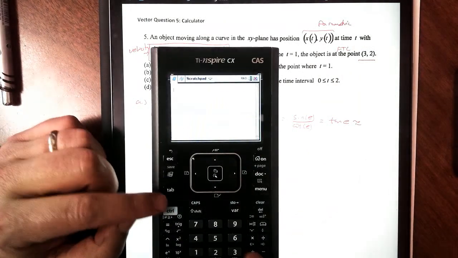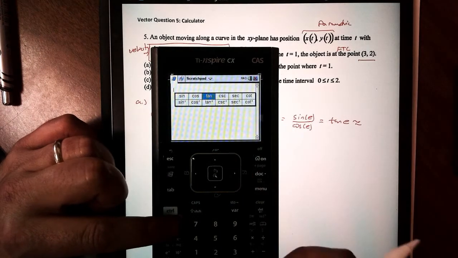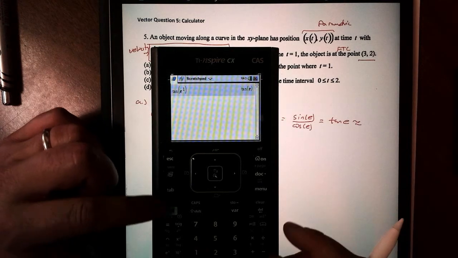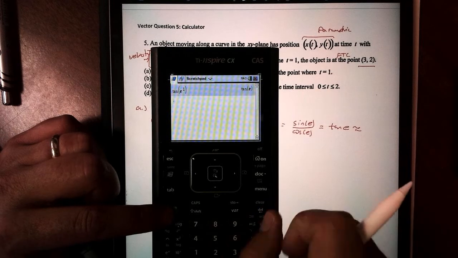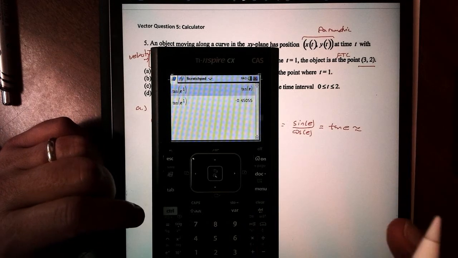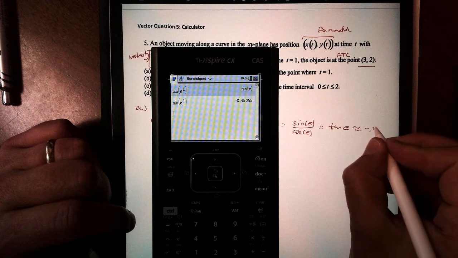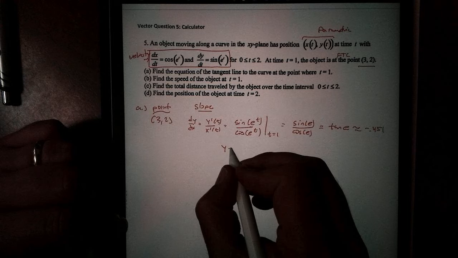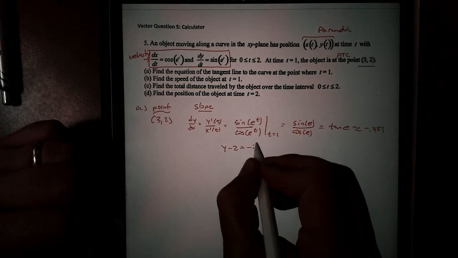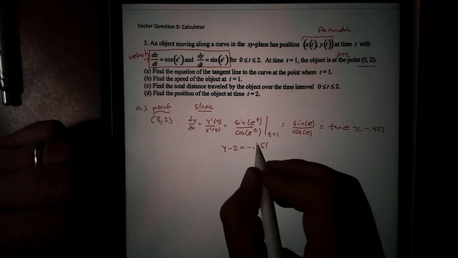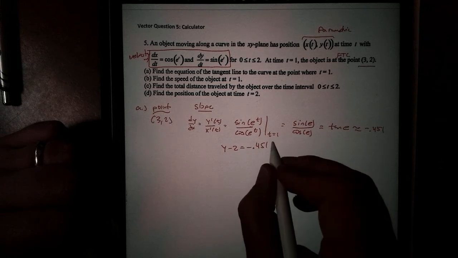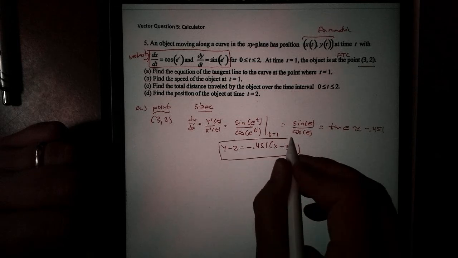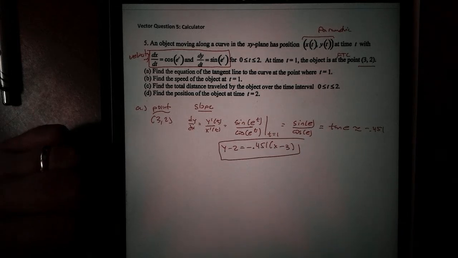But let's go ahead and calculate what that is. I'm going to do the tangent of e to the first. Press enter. So I'm going to convert this to a decimal. Hit Control Enter. And we get negative 0.451. So my tangent line, y minus 2 equals negative 0.451 times (x minus 3). And there's our tangent line. Quick and easy.